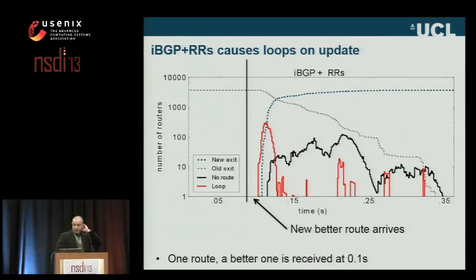Now, let's first look at iBGP with route reflectors. Initially, there is one route, and at 0.1 seconds, we introduce a better alternative. On the y-axis here, you have the number of routers in a particular state.